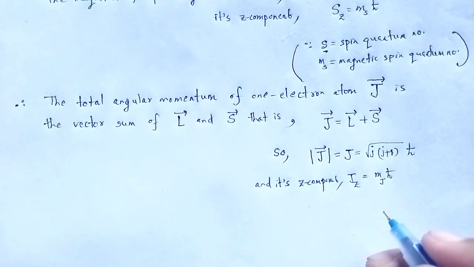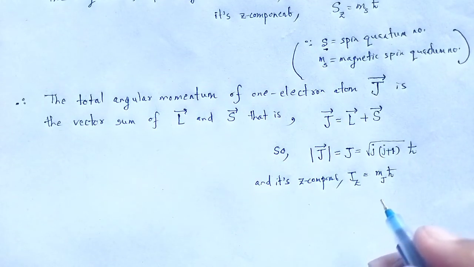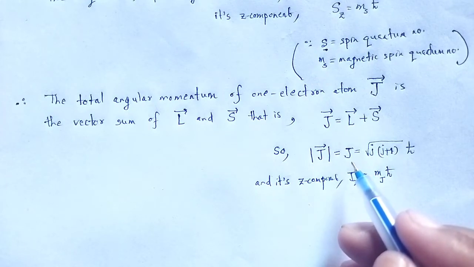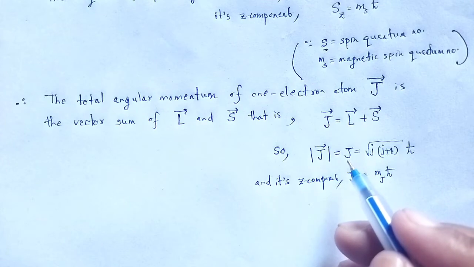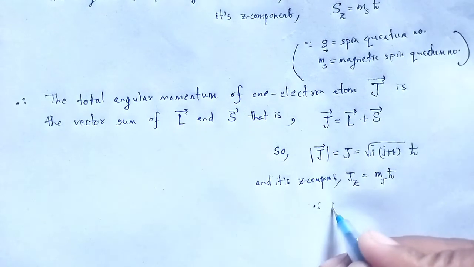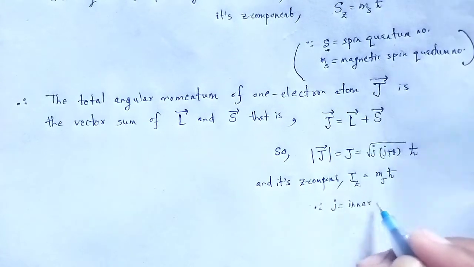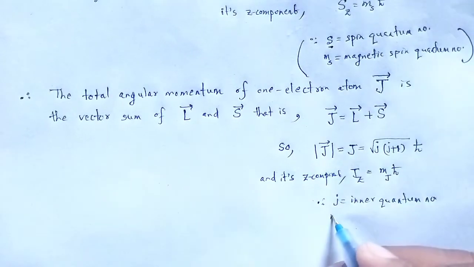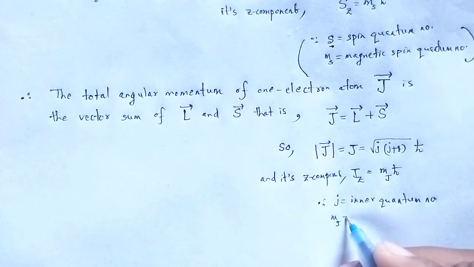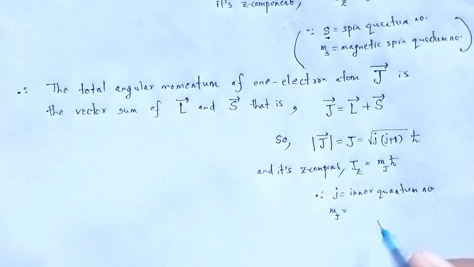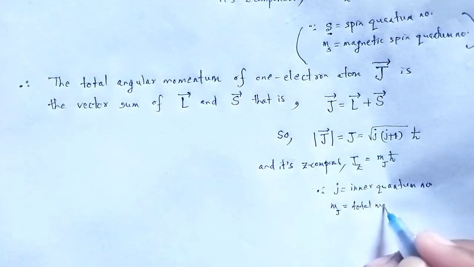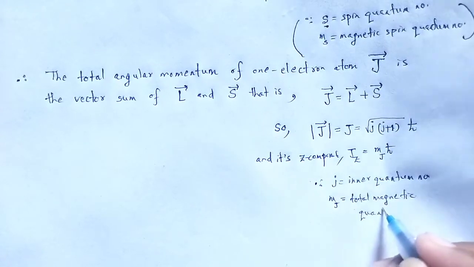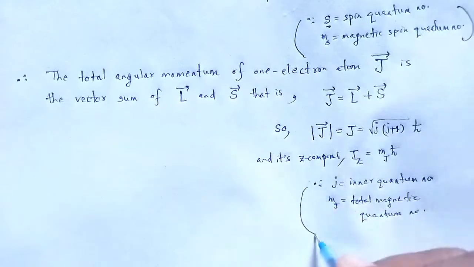where small j is known as the inner quantum number, and mj is the total magnetic quantum number.